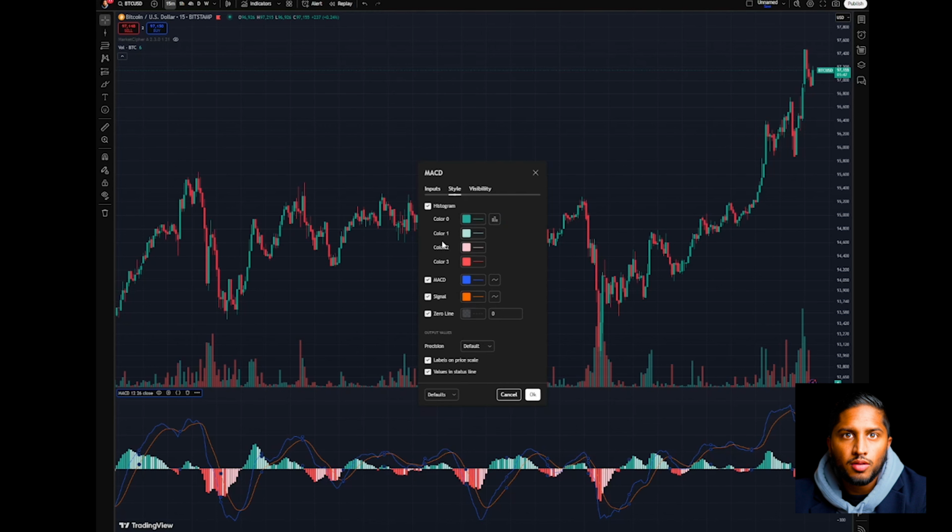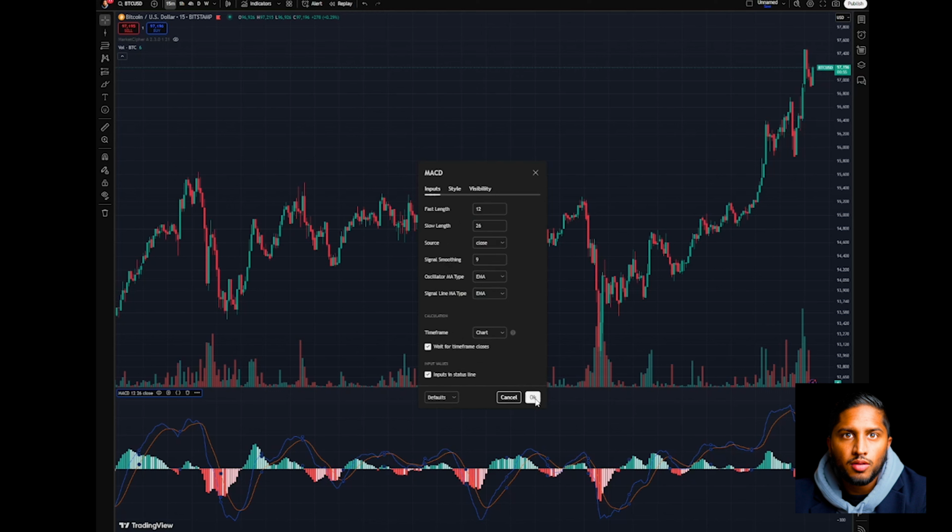Under style, here's the histogram. You can adjust these colors. You can change the bar color type, whatever you want, but I like keeping all the other settings the same. Remember, every other trader is likely using the same settings. That means we're all seeing the same signals, which makes those signals more reliable. If too many people are using different settings, then the signals get less meaningful. So sticking to the default helps me stay on the same page with the rest of the market. All right, let's go ahead and click OK.